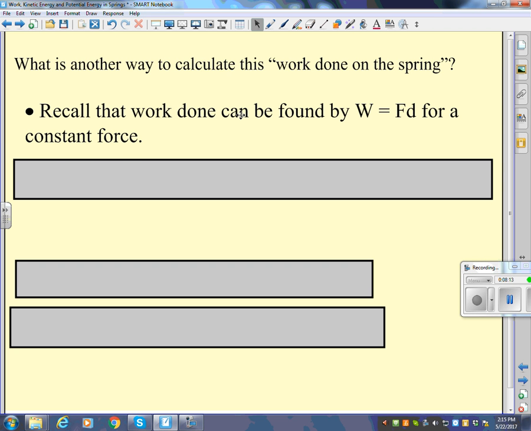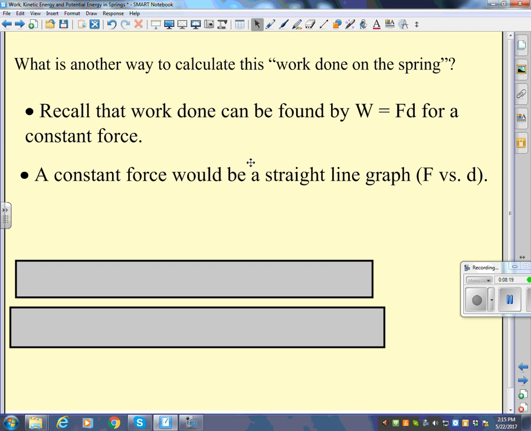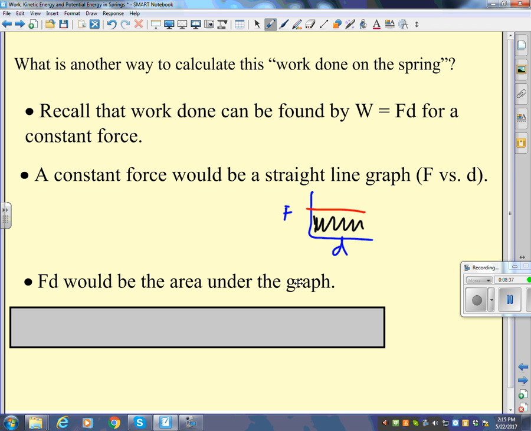Remember that work done can be found by W equals FD for constant force. Constant force would be a straight line graph, F times D. So in other words, if we had a constant force, it would be like this. Right? And what would F times D be? We've seen this type of thing before. Yes, of course, you all probably yelled it out. FD would be the area under the graph.